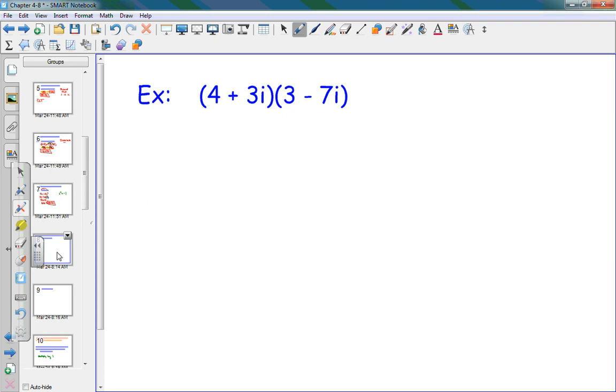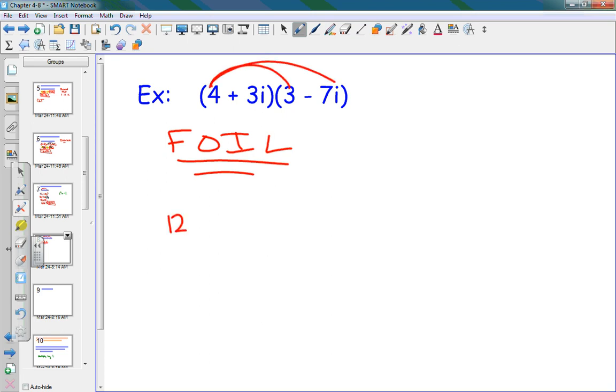Well, your gut instinct is again to pretend that that i is going to be an x. Very good. So now what do I do? If you said FOIL, all right. So first terms 4 times 3 is 12. Outer terms 4 times negative 7 gives me negative 28i. Inner terms 3i times 3 gives me 9i. And last terms 3i times minus 7i gives me minus 21i squared.